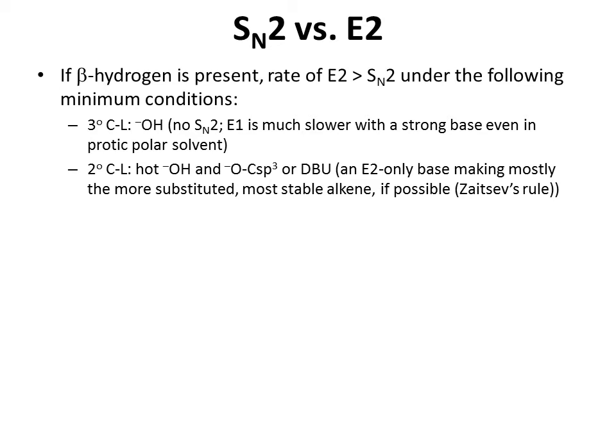You can also use sp3 hybridized carbon attached to O minus, or if you really want to make sure this is just E2, you can use this bulky base called DBU. DBU is an E2 only base, making mostly the more substituted, most stable alkene if possible, so it follows Saytzeff's rule. And the structure of DBU is shown.